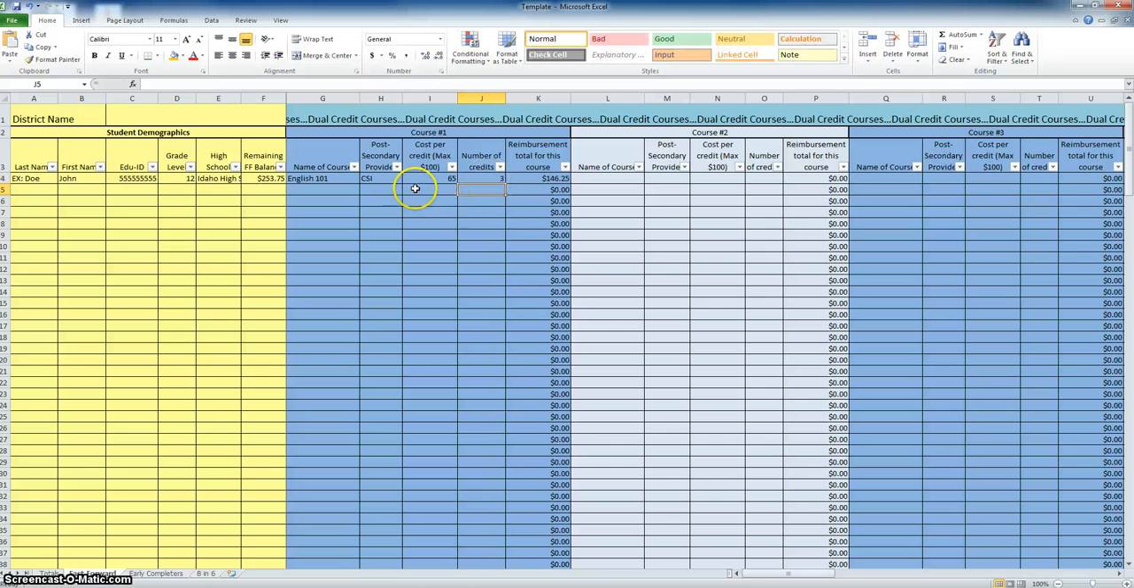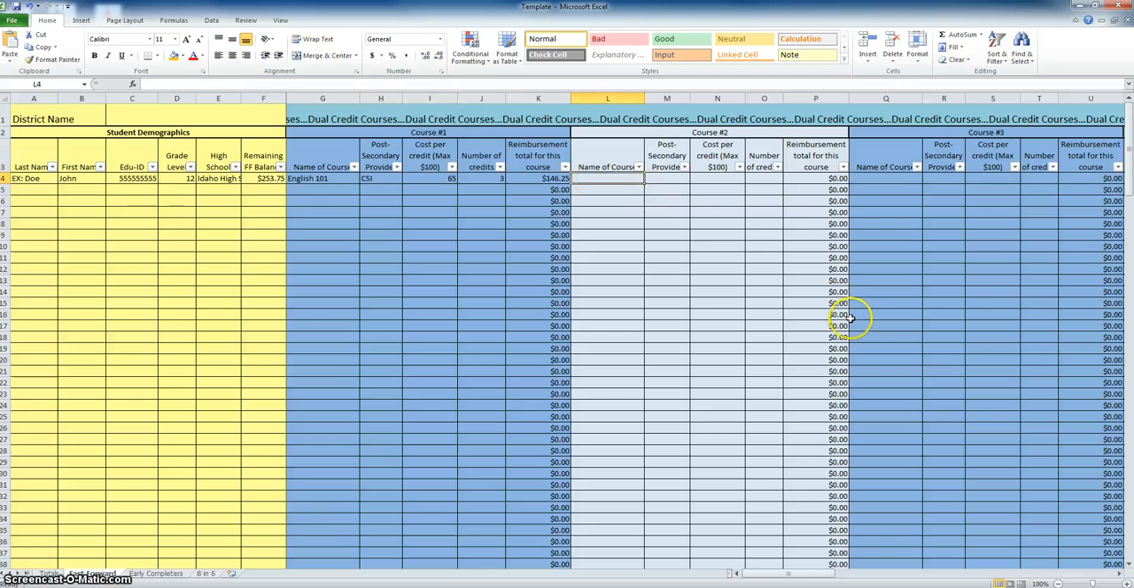Now, a question that came up is, why is there a maximum of $100 per credit? The law requires that we are not allowed to pay more than $75 per credit. So if you do the math, 75% of 100 is $75. So the cost per credit cannot exceed $100.